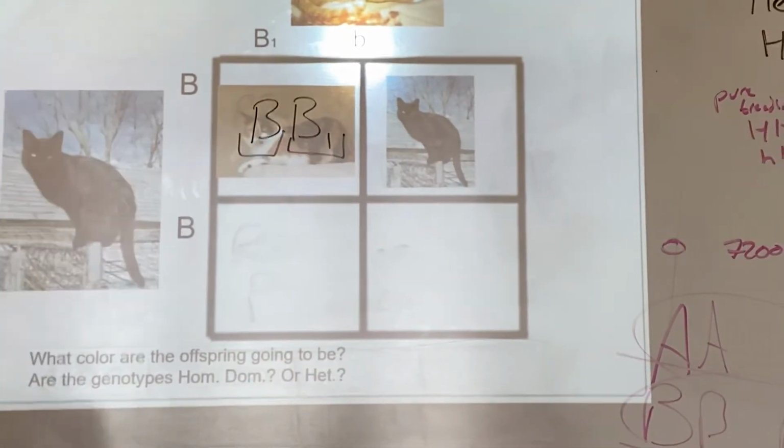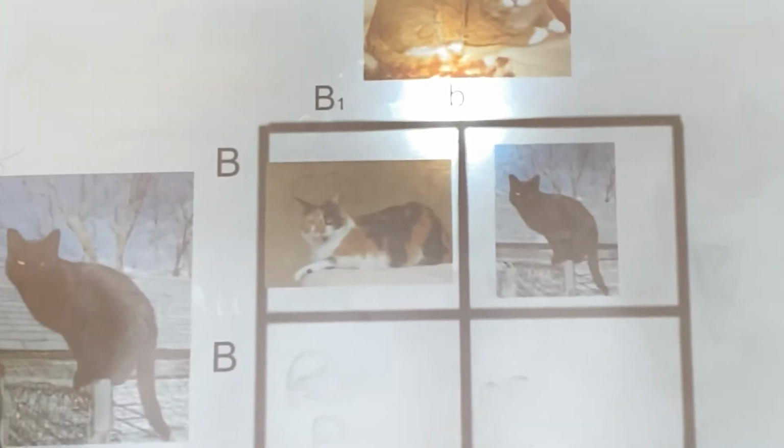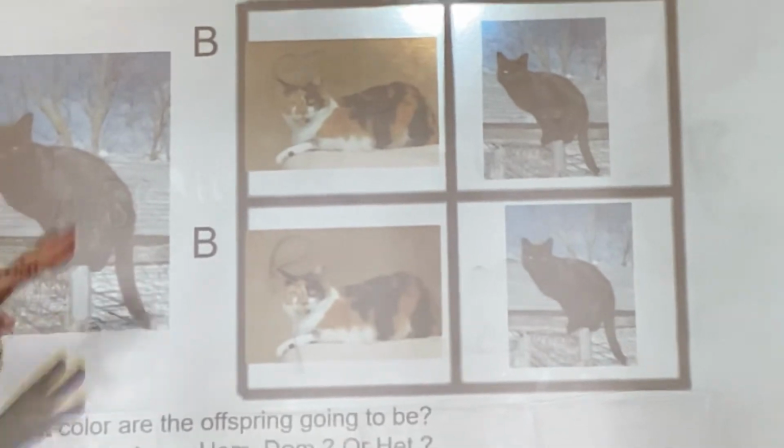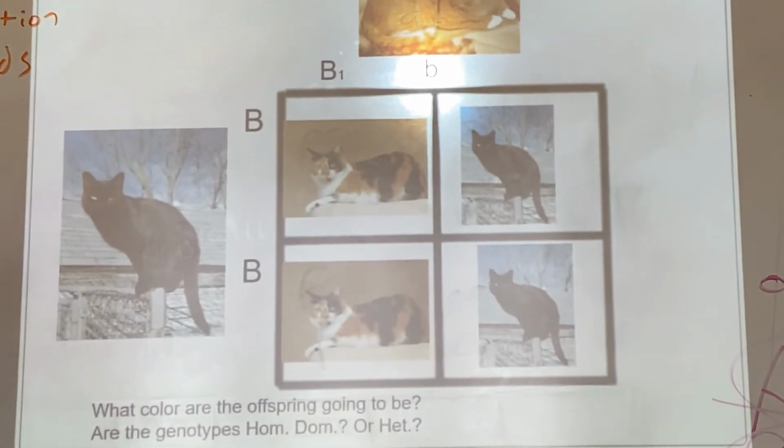Alright, so there's tortoise shell cat. That's actually calico, it's going to be different. So this actually is not the right example, but close enough.